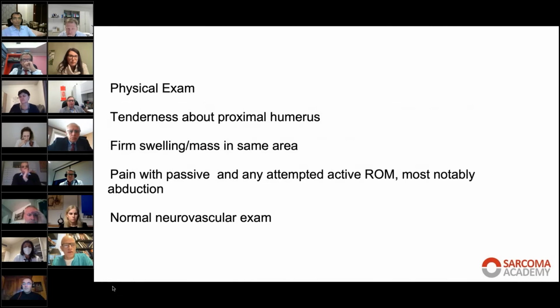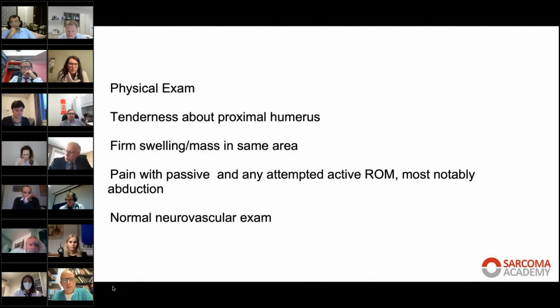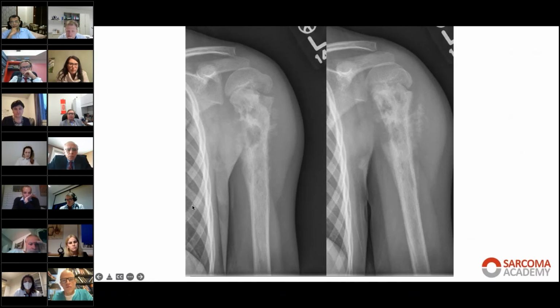On physical exam, she had tenderness around the proximal humerus and a firm swelling and deep mass in that same area, and really had pain with attempted active or passive range of motion of the shoulder, and then an unremarkable neurovascular exam.